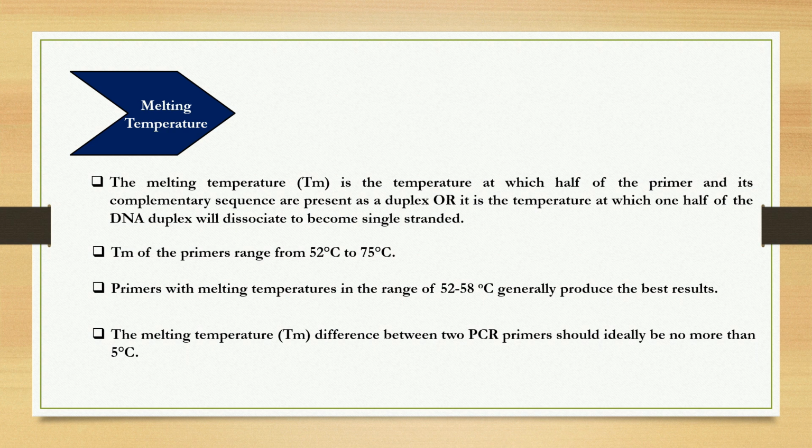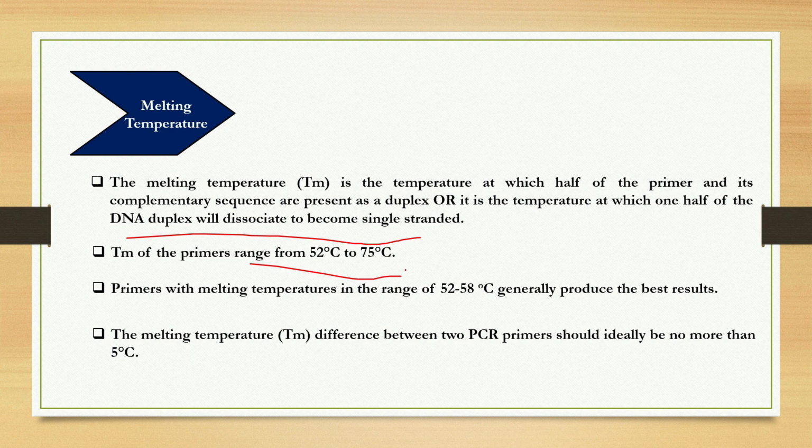So the melting temperature is the temperature at which half of the primer and its complementary sequence are present as a duplex, or it is the temperature at which one half of the DNA duplex will dissociate to become single stranded. Okay, so this is how we can explain the melting temperature of the primer. Now the melting temperature of the primer should range between 52 to 75 degrees Celsius.